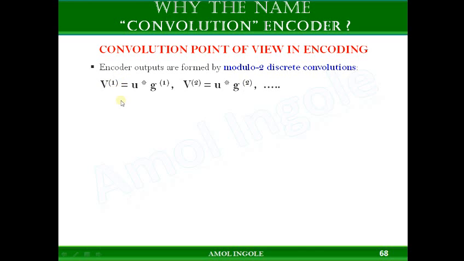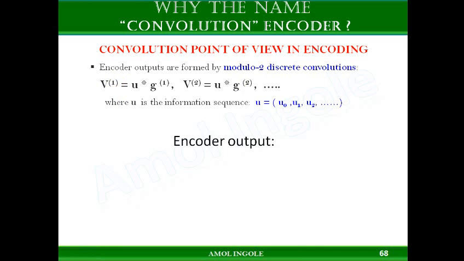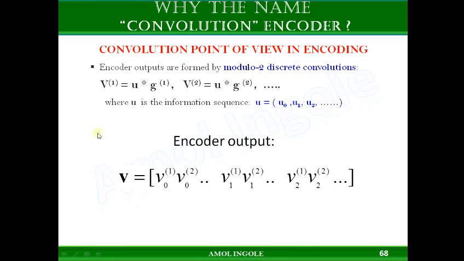And the final encoder output can be obtained using this equation. So you have to just consider one bit each from V1 and V2. So first bit of V1, that is V10. After that, first bit of V2, that is V20. Then second bit of V1, that is V11. Then second bit of V2, that is V21, and so on. If you write it like this, you get the encoded output for the encoder.